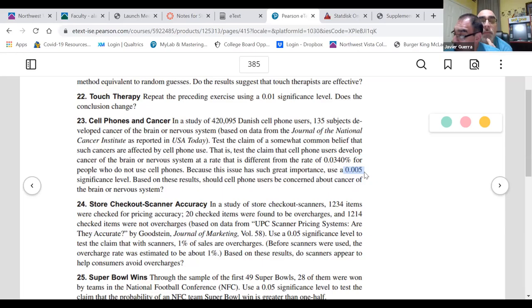I believe it was 0.00034. Sample size. I believe the sample size is 420,095. And my number of successes is 135. Y'all see it? Yep.